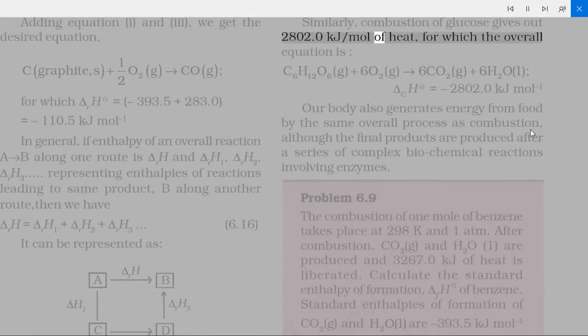2802.0 kJ mol⁻¹ of heat, for which the overall equation is C6H12O6(s) + 6O2(g) → 6CO2(g) + 6H2O(l), ΔcH° = -2802.0 kJ mol⁻¹. Our body also generates energy from food by the same overall process as combustion, although the final products are produced after a series of complex biochemical reactions involving enzymes.